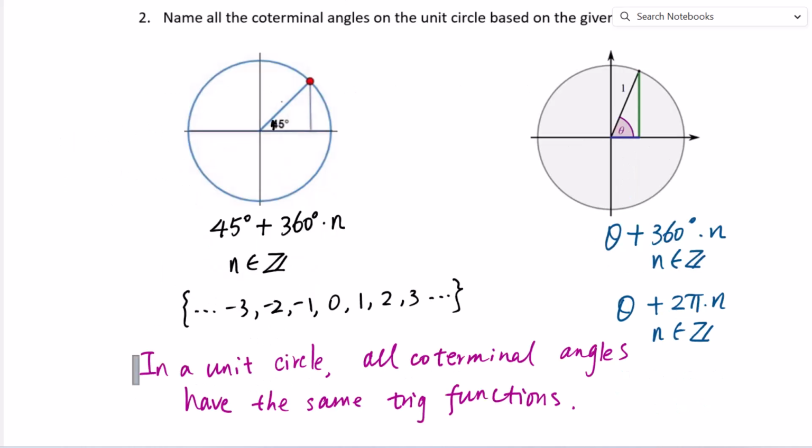Remember, in a unit circle, all coterminal angles have the same trig functions.